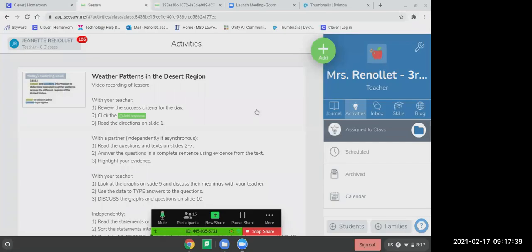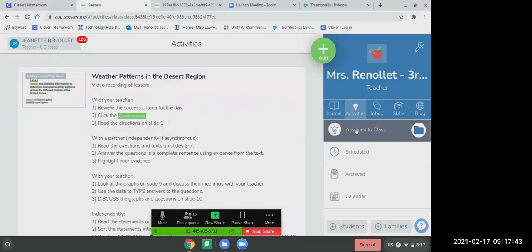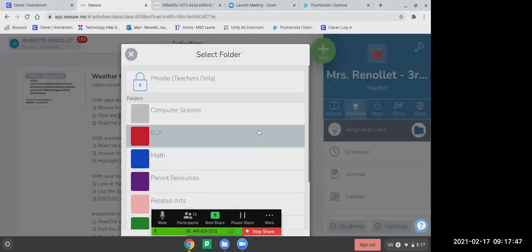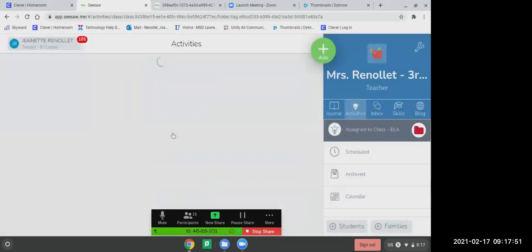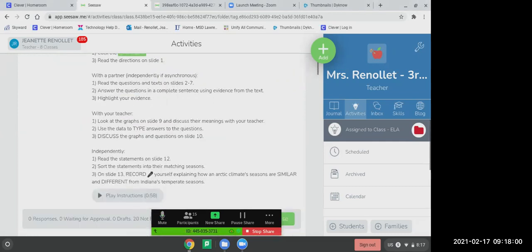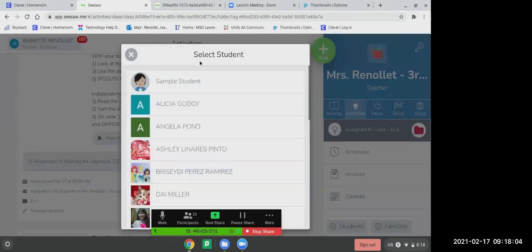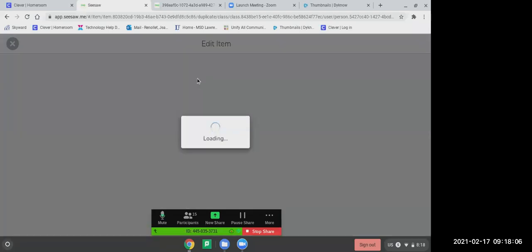Go ahead and find our task for today by clicking on Activities, Assign to Class folder, Red, ELA, and our task is called Weather Patterns in the Desert Region. Please open your task and be ready to work together.